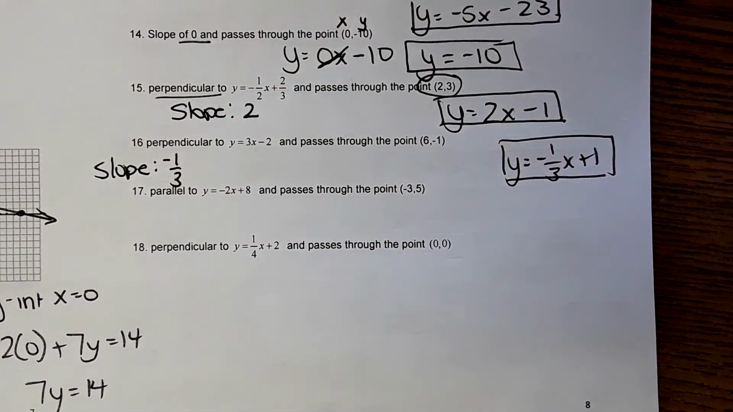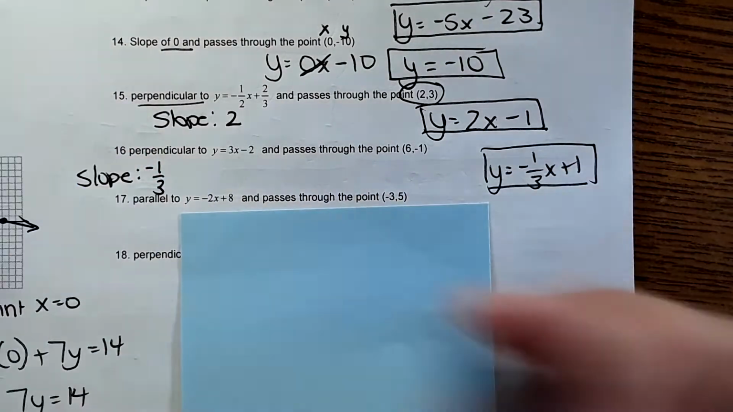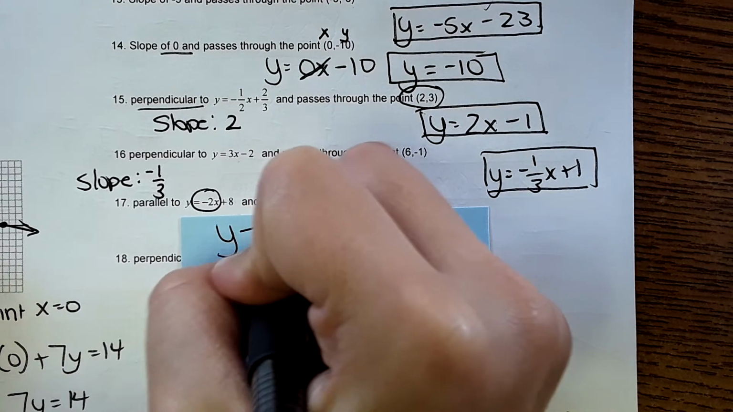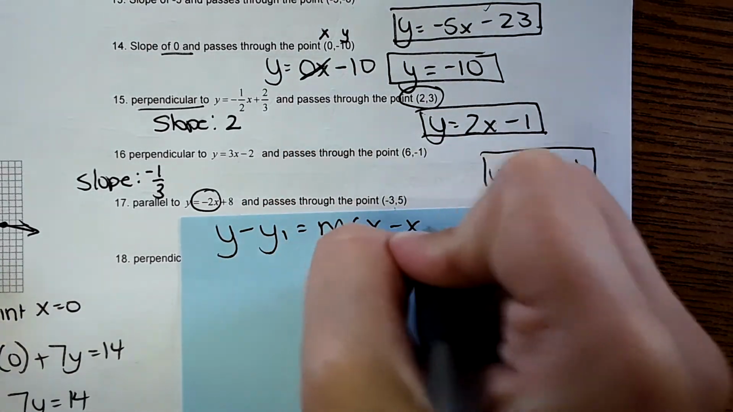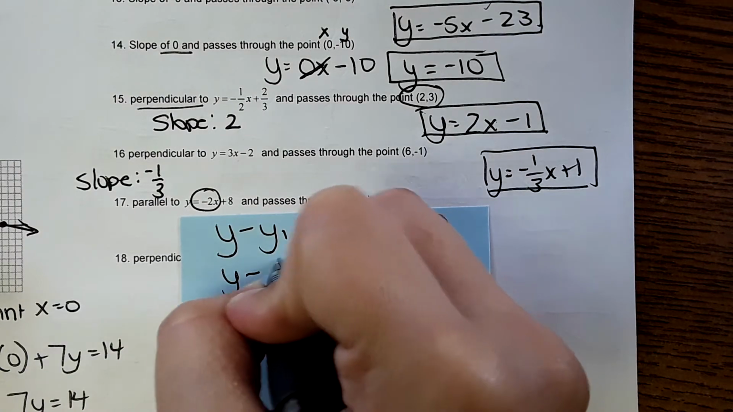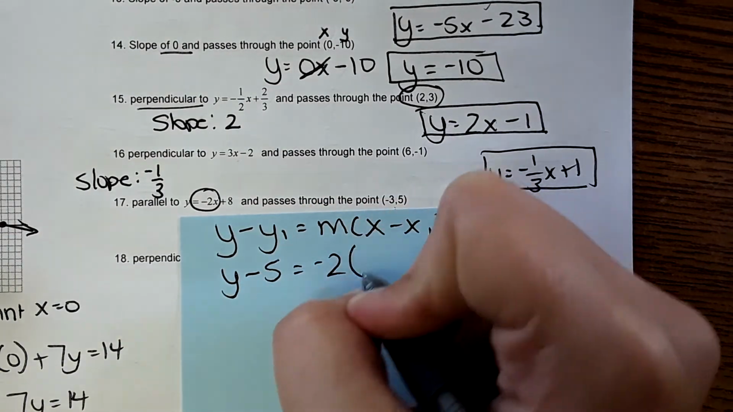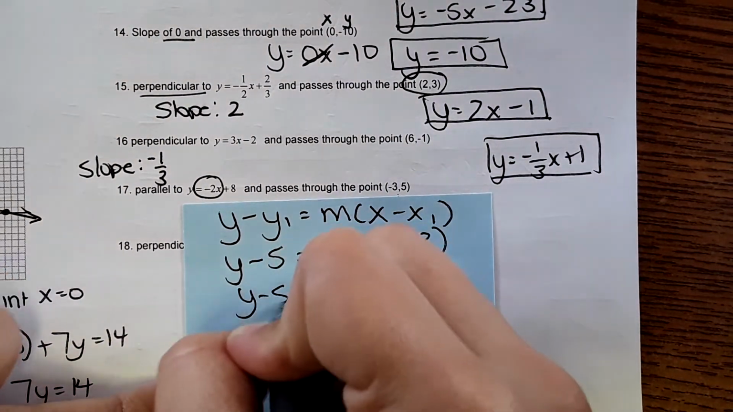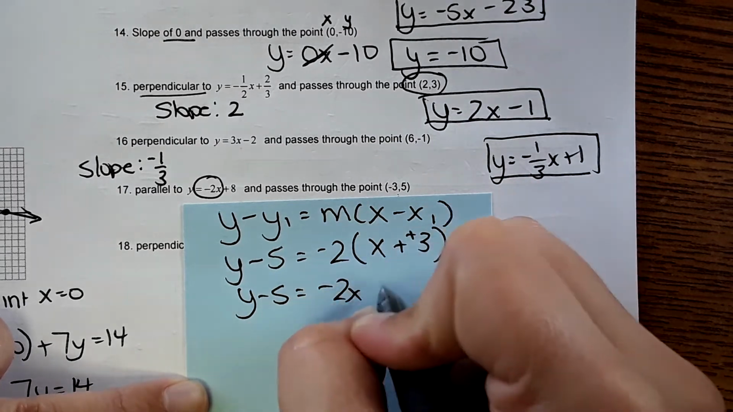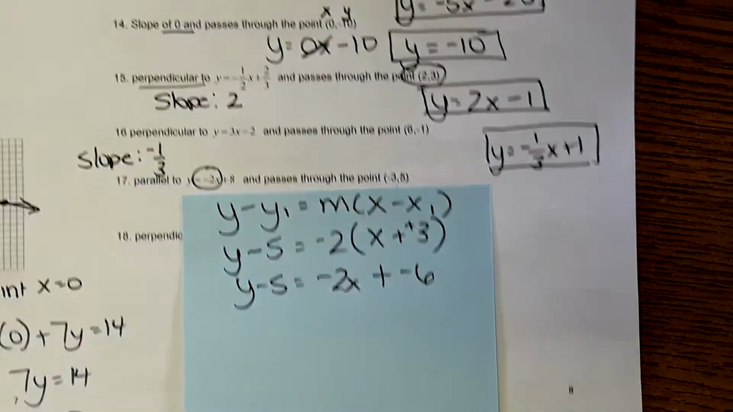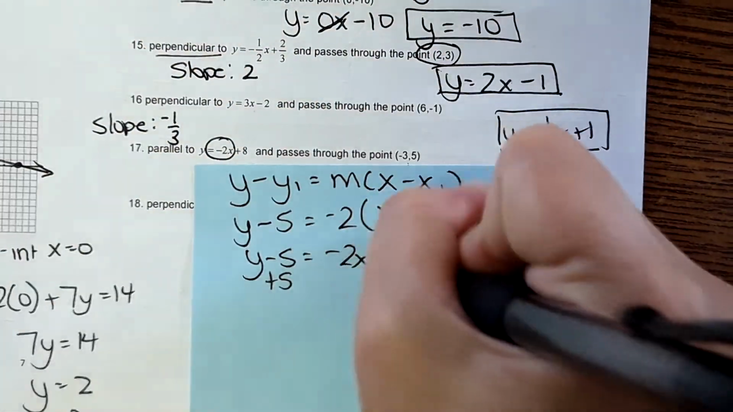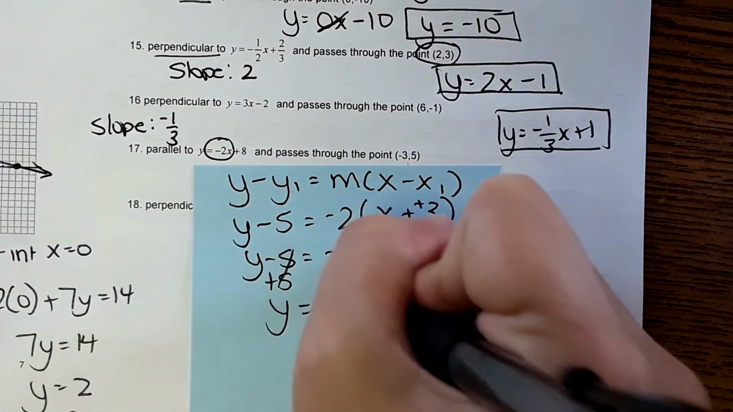Next. Parallel. So now we're dealing with the same slope. So our slope is just going to be -2. Passes through these points. So this one's actually pretty simple. Y minus our y. Slope is -2. X minus -3. Then add 5. Y equals -2x minus 1.